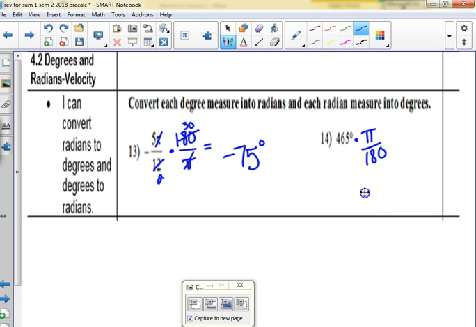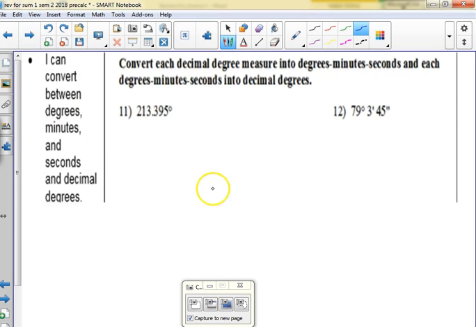Yeah, I don't have a clue. What's 465 divided by 180? Math, enter, enter. Yes? That's a nice, disgusting answer. Glad we have a calculator that reduces.